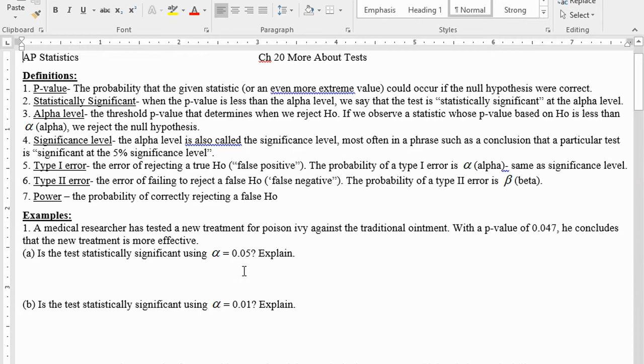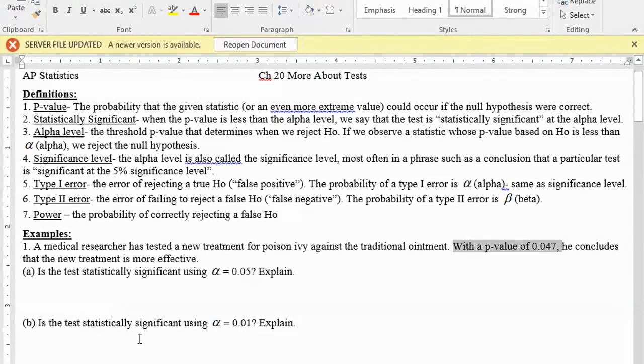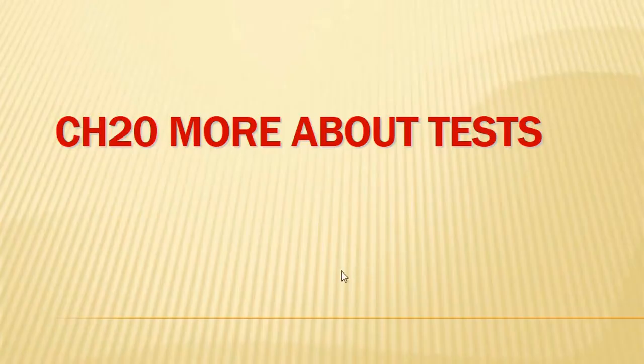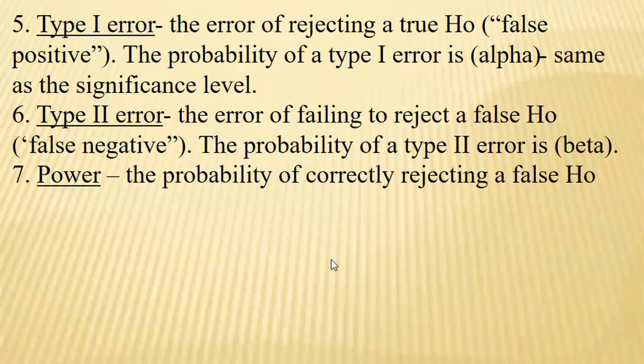So number one, go ahead and read it here and tell me, letter A, is this result statistically significant at 5% based on the p-value that is given? And then letter B, is the result statistically significant at 1% based on the p-value that is given? And you're supposed to explain, like, yes, it is because, or no, it's not because. So I'll give you a minute to read through those.